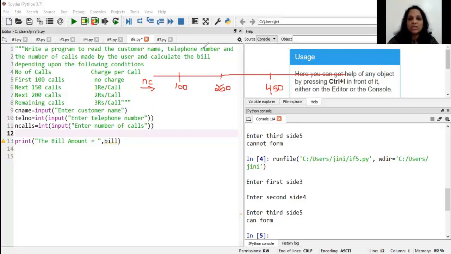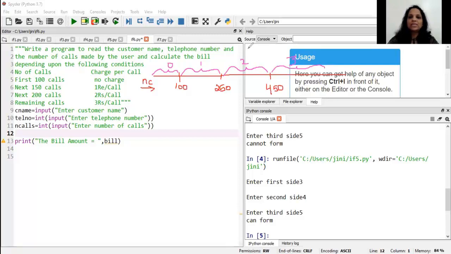Okay, let me just take another color just to explain a few things here. So for this area, if you're in this area, your charge is 0. If you're in this area, you have to pay 1 rupee per call. If you're in this area, you have to pay 2 rupees per call. And beyond this, you will have to pay 3 rupees.